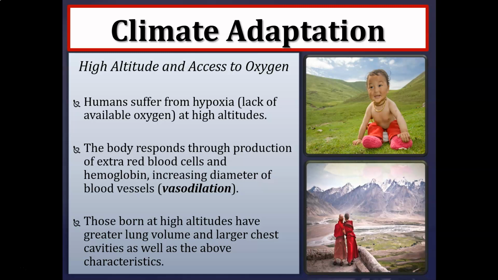which is called vasodilation. Those born at high altitude will also have a larger lung volume and larger chest cavity, as well as the above characteristics. The vasodilation and production of extra red blood cells are physiological adaptations. And then the expanded lung volume and chest cavity is a developmental adaptation. This will only occur if that human was born in hypoxic conditions.